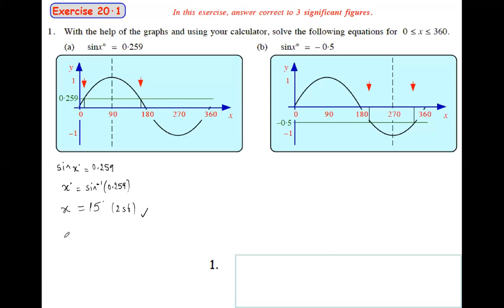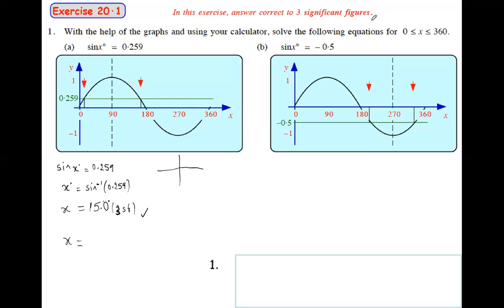And for the second mark, remember what we said for CAST? It says at the top, answer in 3 significant figures. Oh, there you go, I didn't even see it. Well spotted. Answer correct to 3 significant figures. So I need to add the 0. If I don't put the 0, I don't get my third significant figure. So well spotted.